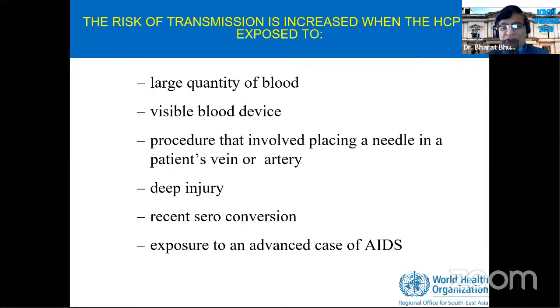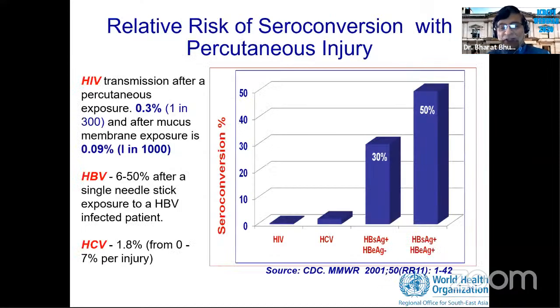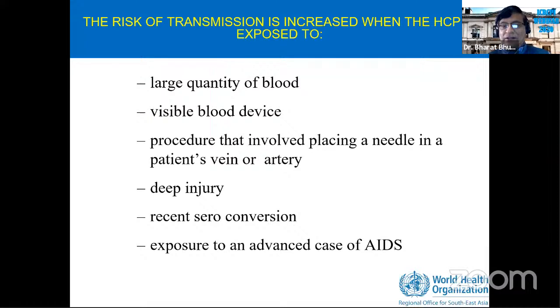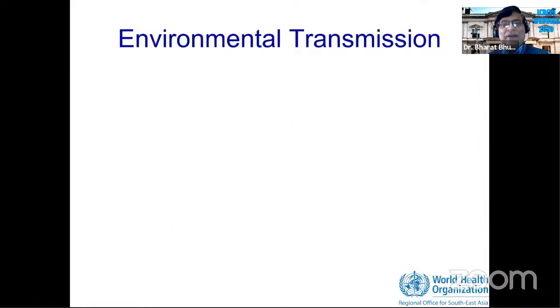What I showed is basically the chances, but the risk of transmission increases if the volume of blood is more, there is visible blood on the device, procedures which involve placing a needle in the patient's vein, a deep injury, the person had a recent seroconversion, or it is an advanced case of AIDS. The chances of transmission will be more than 0.3% or more than 1.1%.